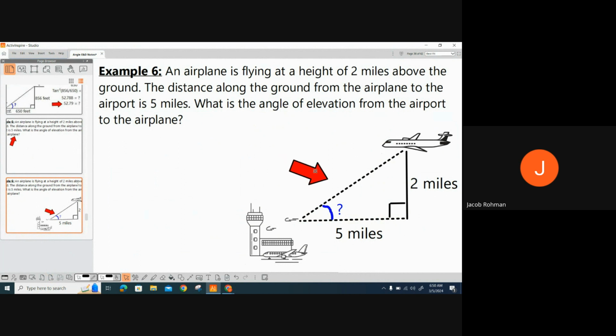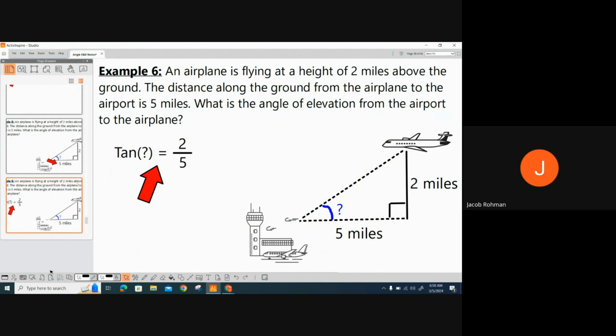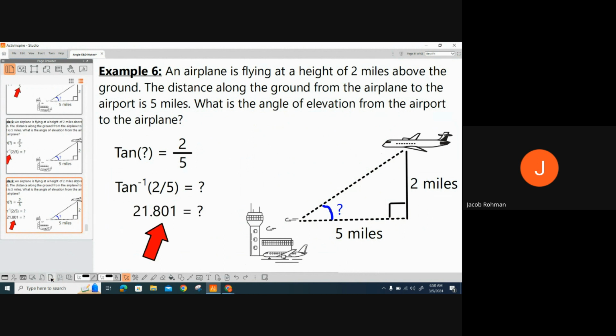So if we see the angle, we know that this is the opposite leg of the triangle, and this is the adjacent leg of the triangle. So we're going to use the tangent relationship. So we're going to say tangent of the question mark is equal to the opposite leg 2 divided by the adjacent leg 5. And to solve this for the question mark, we're going to go tangent inverse of 2 divided by 5, which is going to give us the number 21.801. And then rounding that to the nearest hundredth, we're going to say 21.8 degrees as the angle of elevation from the airport to the airplane.